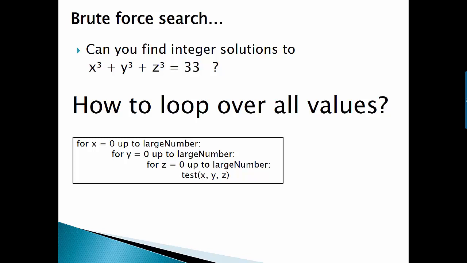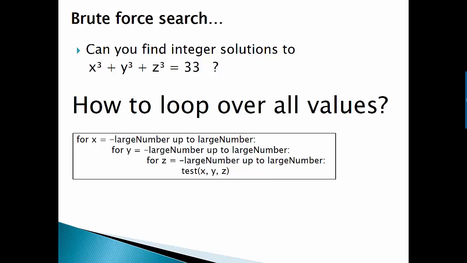A second question you might ask is, well, how large is large enough? How do we decide? Should it be like integer.max value? Should it be something else? Well, first let's solve the problem of negative numbers. Instead of looping from 0 up to a large number, you could have each one start at a negative large number and loop up to a positive large number.